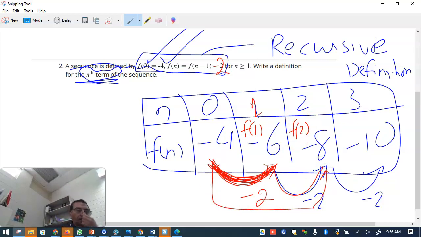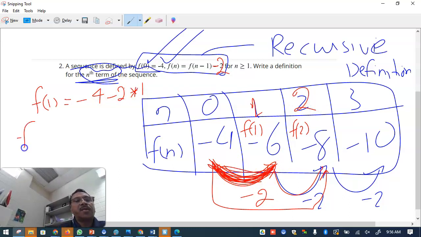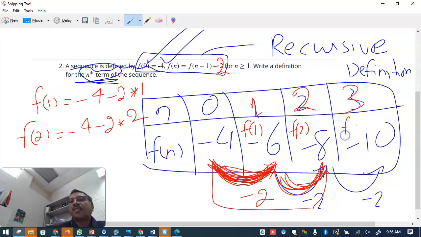That means f of 1, watch this, f of 1 is minus 4, and then you take away, see this minus 2, you take it only once. Now I want to know f of 2. In the beginning you had negative 4, but now you're taking off 2, negative 2, so negative 2 times 2. Now I want to do f of 3, which is negative 10. It was negative 4, but now you have another 2 taken off, so it's minus 2 times 3.